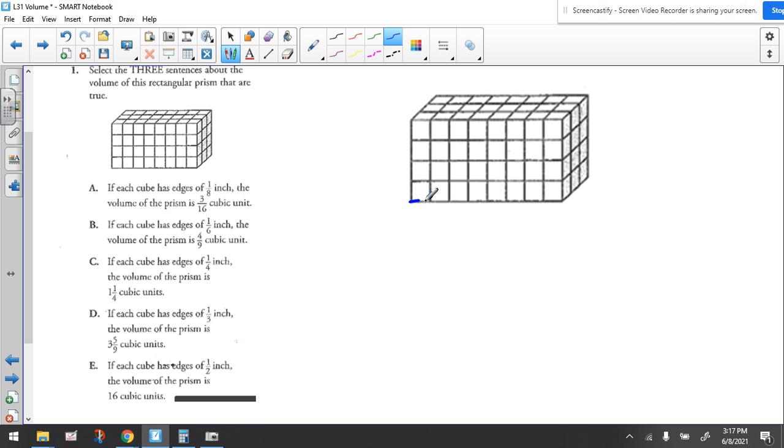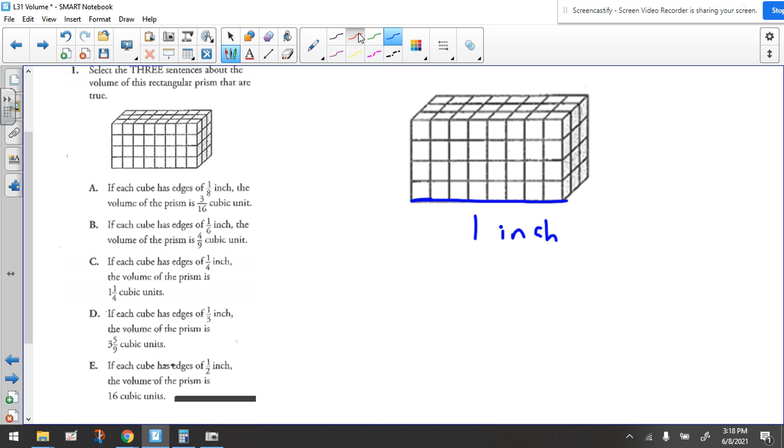So if this is 1/8 of an inch, then doesn't that mean that we would need 8 of those to make up a full inch? So let's see if we have 8 of them. 1, 2, 3, 4, 5, 6, 7, 8. All right, so that means that the entire length of this blue line would be 1 inch, because there are 8 of them, and each one is 1/8.